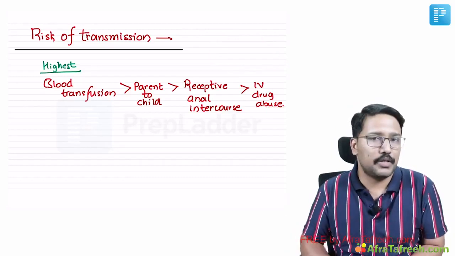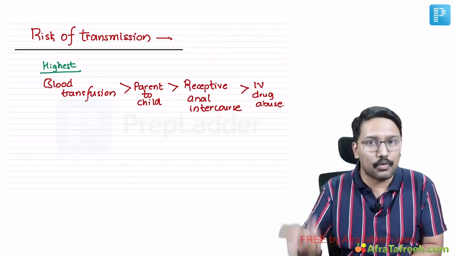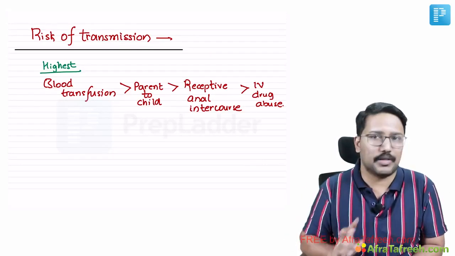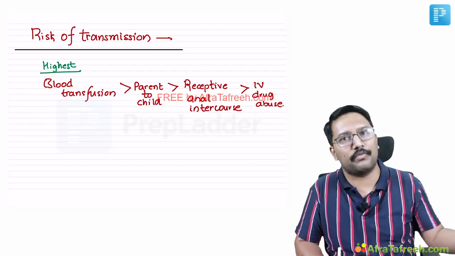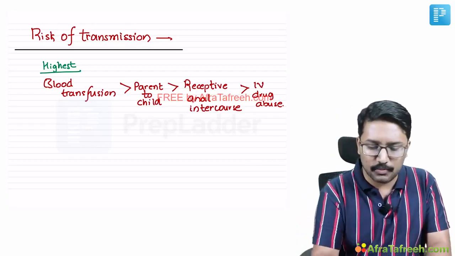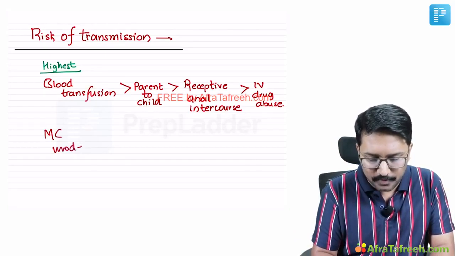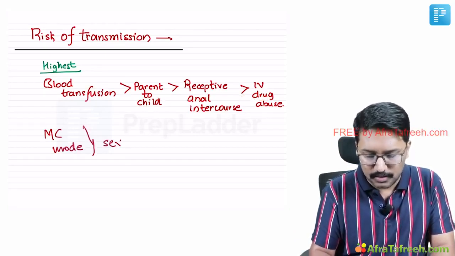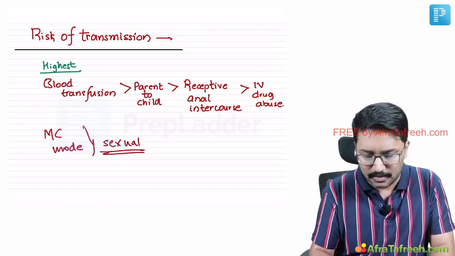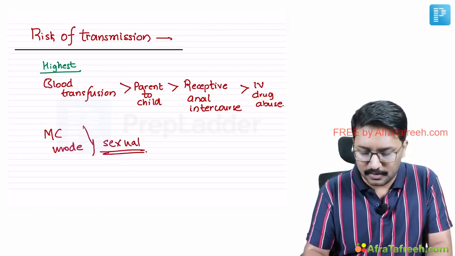Now, if there is an MCQ asking you what is the most common mode of transmission of HIV infection, it is not blood transfusion, right? Blood transfusion probably would fall far away. So the most common mode of transmission is usually through the sexual route itself, right? It is usually through the sexual route itself.